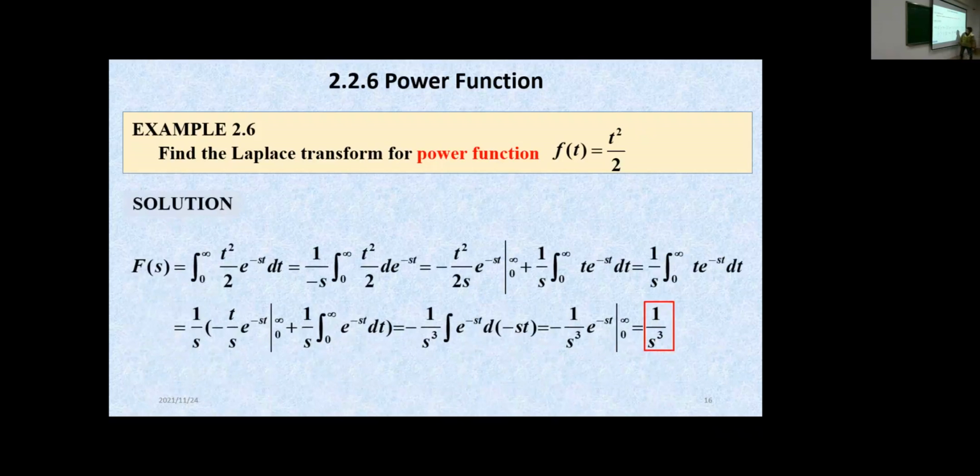Integration by parts. So instead of f(t), you write t squared here, and then you take 1 over minus s out of the integration, and the whole integration becomes like this. You can use integration by parts, naming u and v, same as the previous one. You can go through the whole process after class, and after doing the integration by parts, finally you get the solution: the Laplace transform for the power function, 1 divided by s cubed.